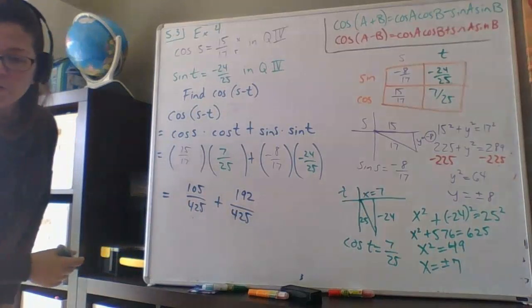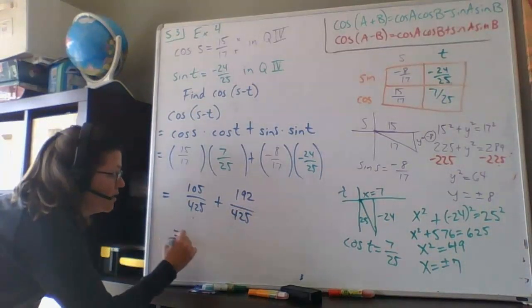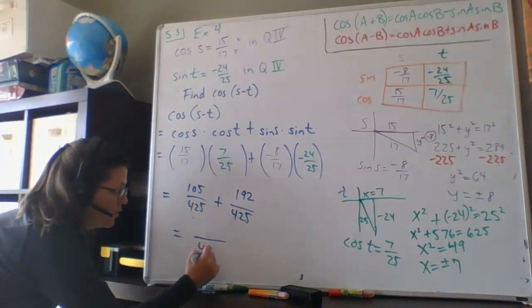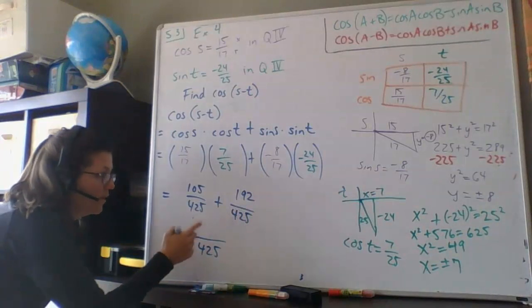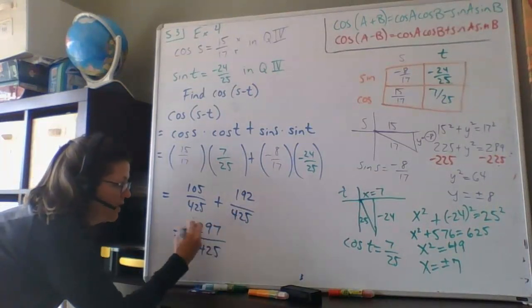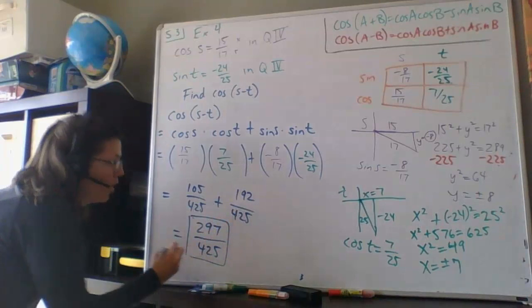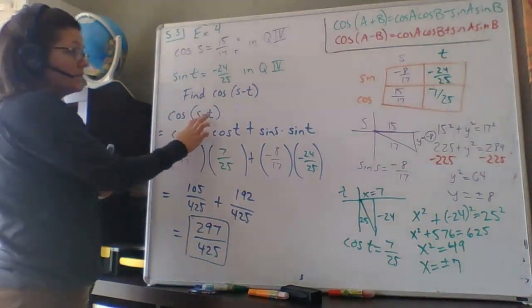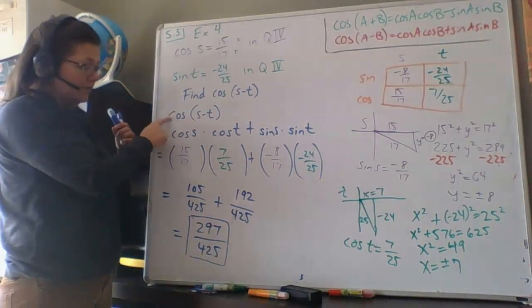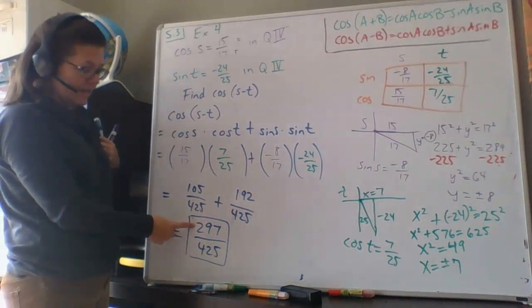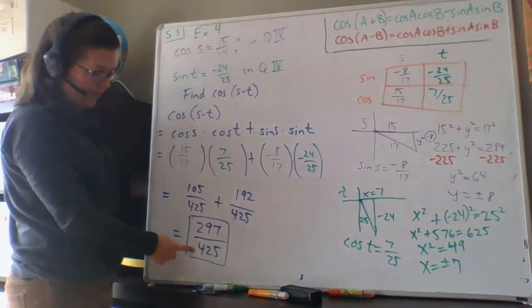So we are ready to add these two together. They have common denominators. 425 is the common denominator, and we get 297 as the numerator. So our new angle, S minus T, has a cosine value of 297/425.